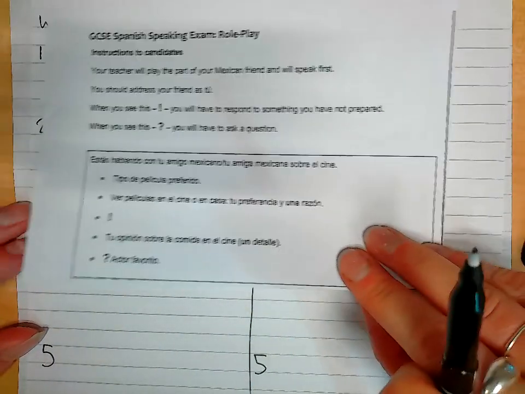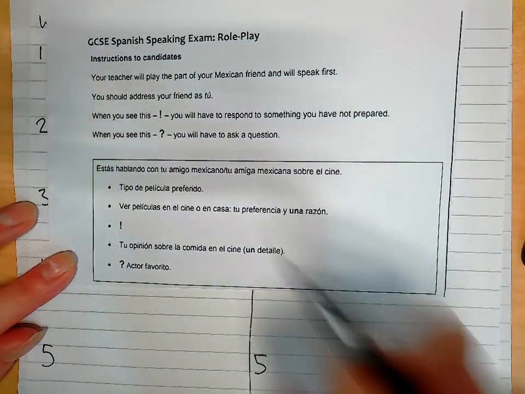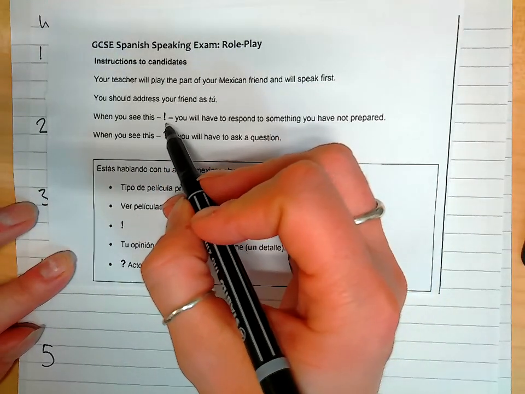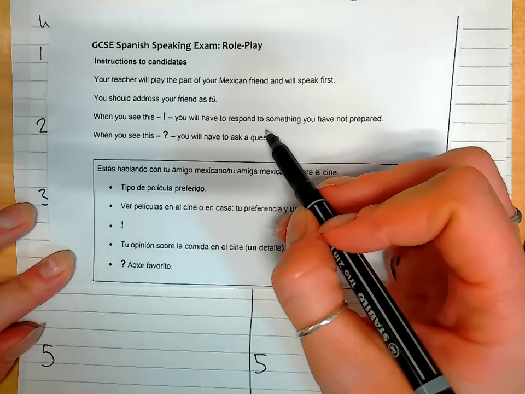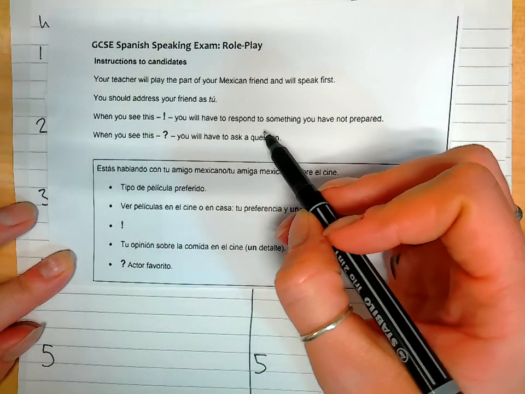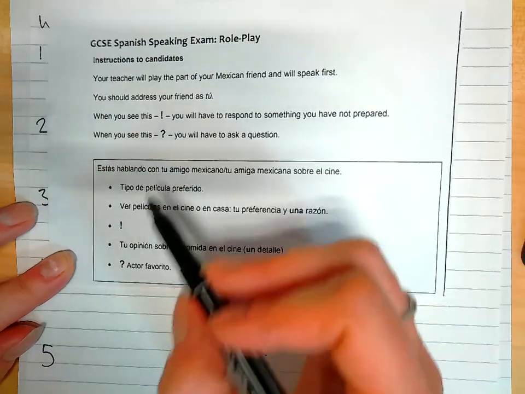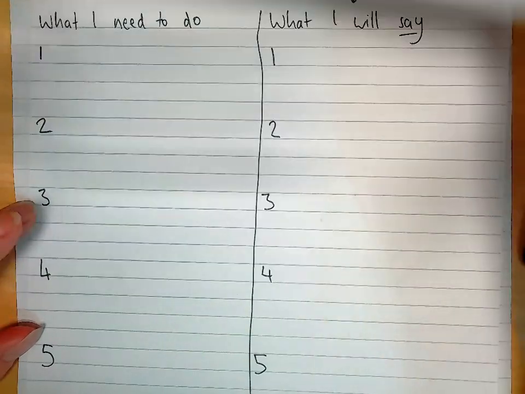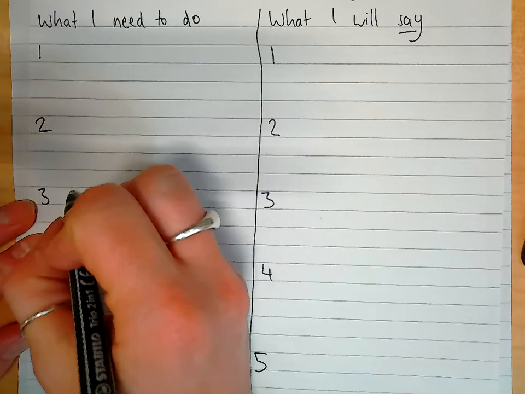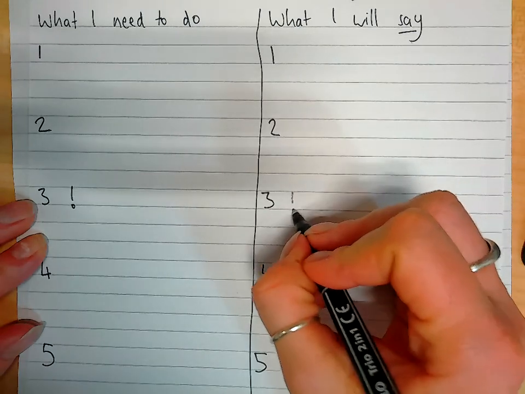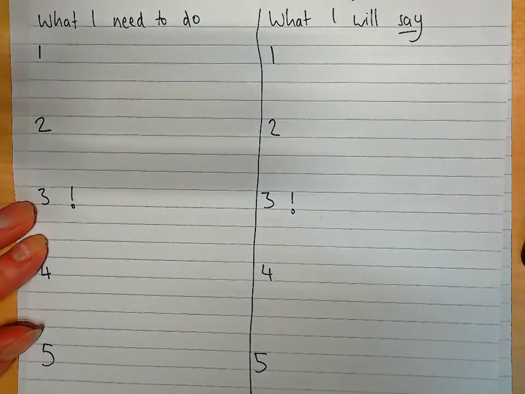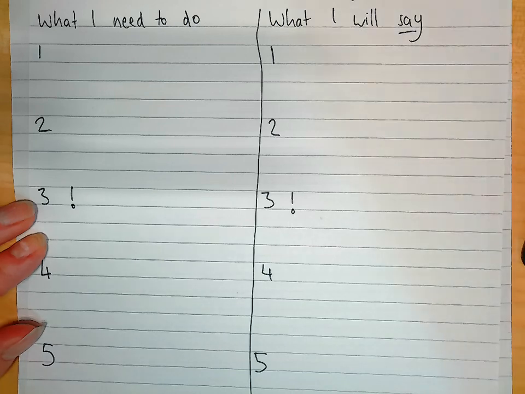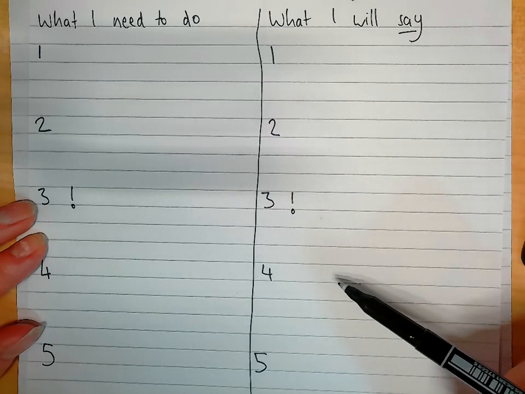Now, I'm going to check where the exclamation mark is and where the question mark is. So, as it says on here, when you see the exclamation mark, this is when you have to respond to something that you have not prepared. This is your unpredictable question. In this case, it's on the 3rd bullet point, but sometimes it's in different places. So next to number 3, I'm going to write the exclamation mark on both sides. This is to help me remember, when it comes to the actual exam, not to panic and to know that something is coming that I haven't prepared. Otherwise, sometimes pupils get confused and start giving their answer for number 4.